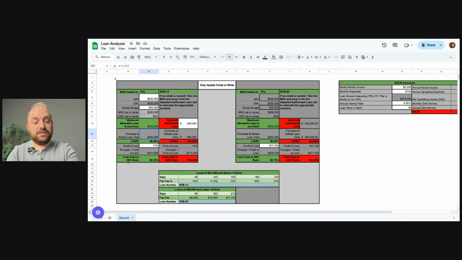And then also you'll see the rest of the calculations. So you'll see how much this loan will cost you, as opposed to your ARV. So you actually leave yourself a very nice profit margin.